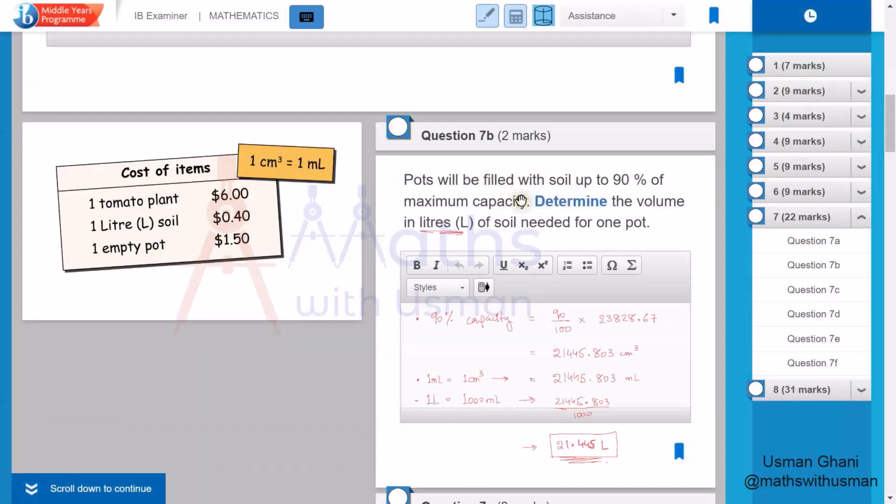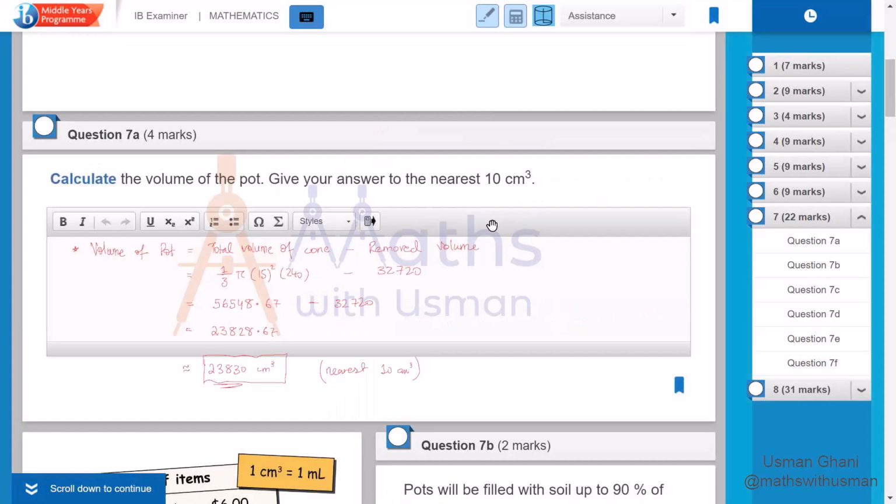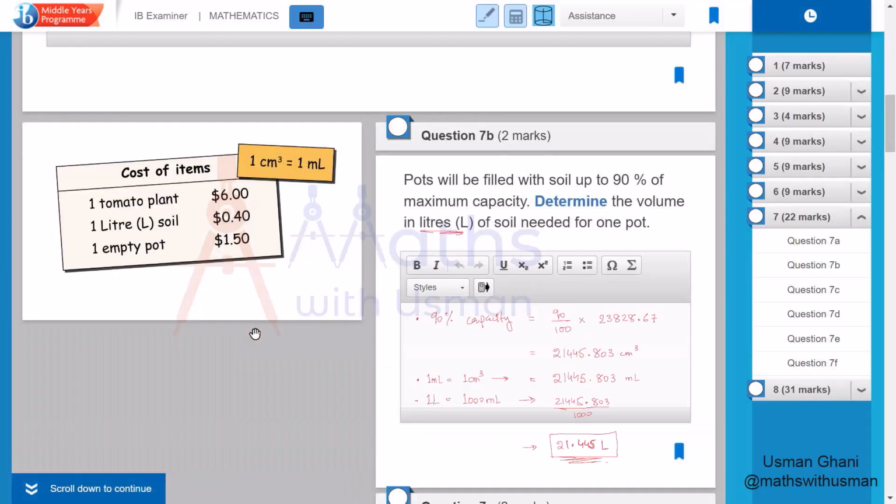Part number 7b, pots will be filled up with soil up to 90% of the maximum capacity. Determine the volume in liters of the soil needed. So first of all, 90% of the pot capacity, I find that out first, right? This is centimeter cube. I need my answer in liters. So how to convert centimeter cube into liters? I can convert centimeter cube into milliliters directly.